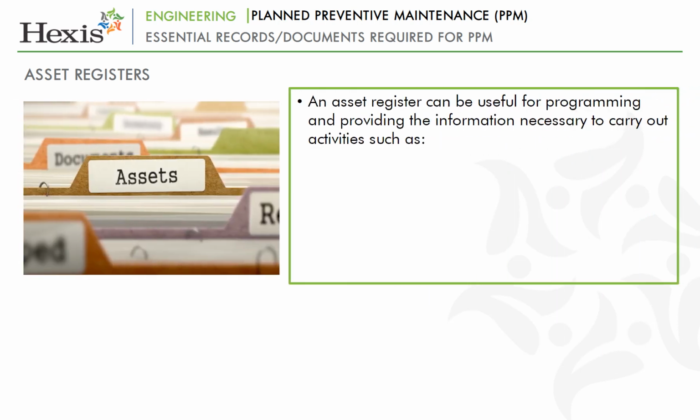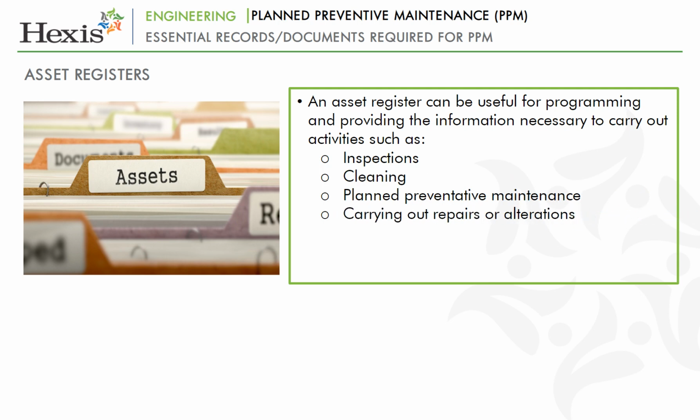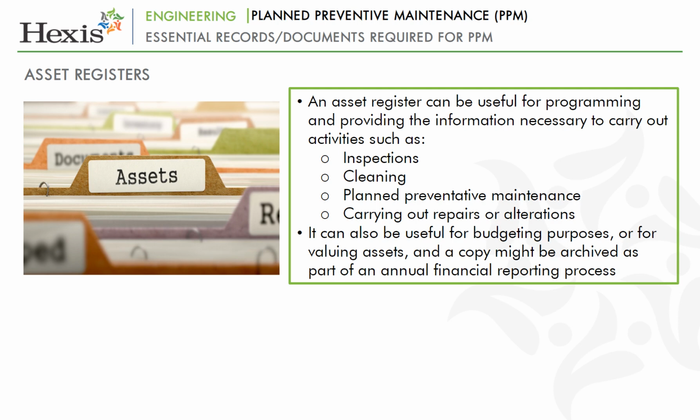An asset register can be useful for programming and providing the information necessary to carry out activities such as inspections, cleaning and planned preventative maintenance, as well as for carrying out repairs or alterations. In addition, it can be useful for budgeting purposes, or for valuing assets, and a copy might be archived as part of an annual financial reporting process.